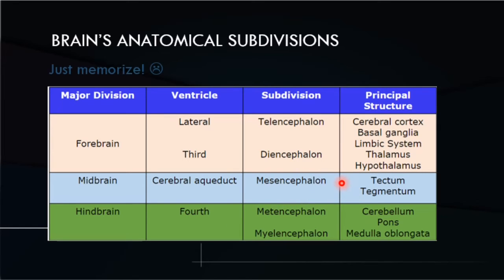So later in the course, you're going to go into details about all of these. But right now, if you know this, it is enough. And then hindbrain, the ventricle is the fourth. Metencephalon and myelencephalon, and hindbrain has cerebellum, pons, and medulla oblongata, or medulla for short.